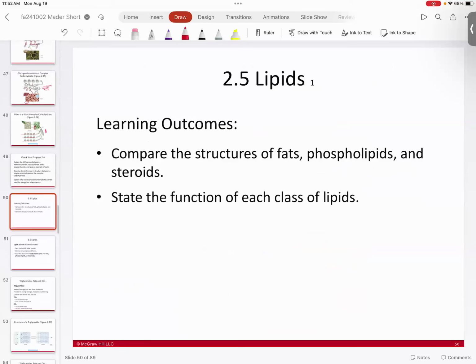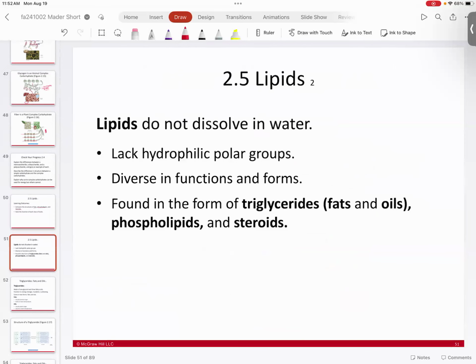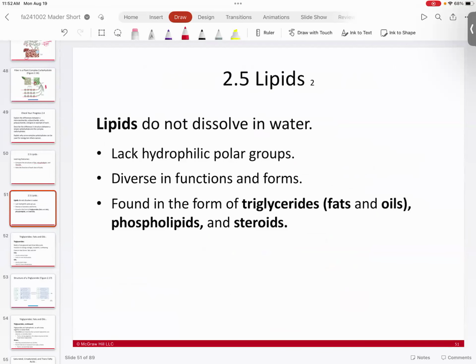So then lipids, the next one. When we take a look at lipids, we're going to be looking at fats, phospholipids, and steroids. And ultimately, we're going to be looking at how each one of them works in us.